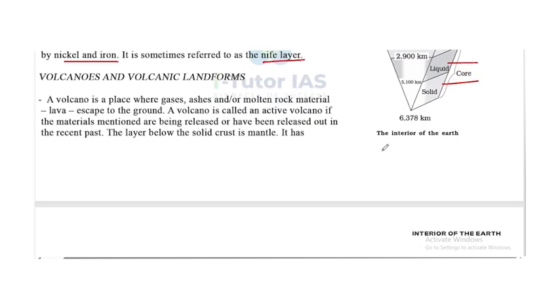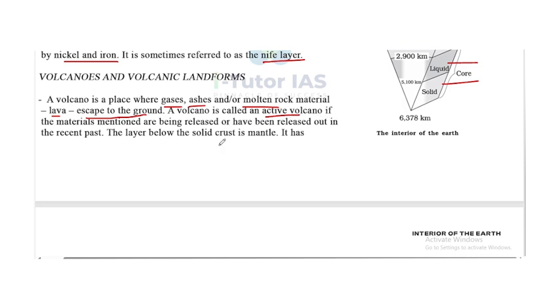Now, volcanoes and volcanic landforms. A volcano is a place where gases, ashes and or molten rock material, lava, escape to the ground. A volcano is called an active volcano if the materials mentioned are being released or have been released in the recent past.